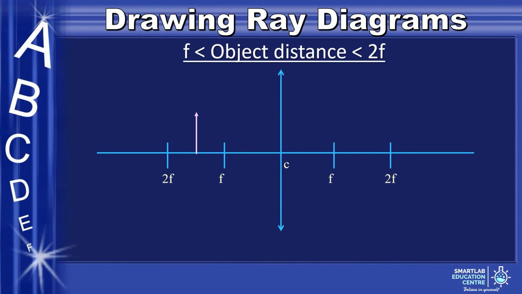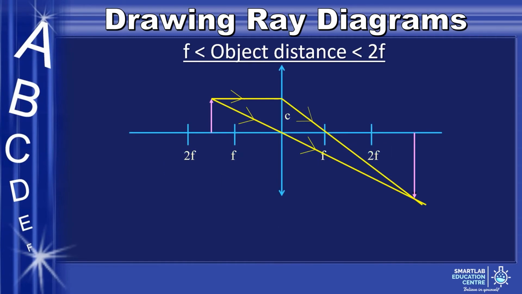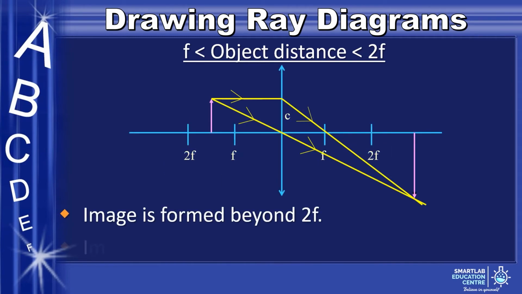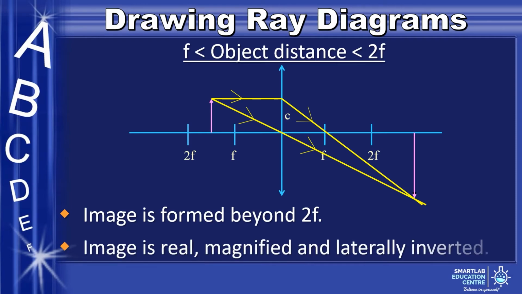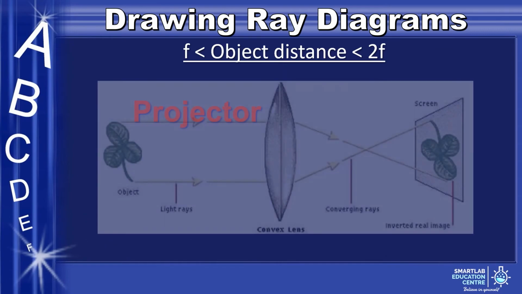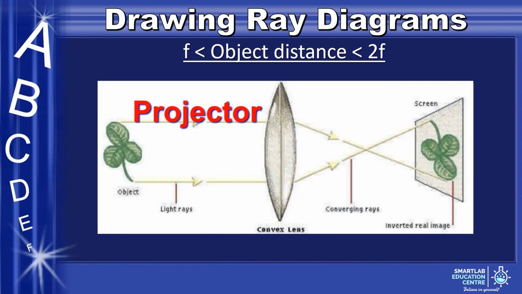Next, the object is placed somewhere between 1 to 2 focal lengths. What would the ray diagram look like? Pause here to try it out. Here is the ray diagram as shown. From the diagram, the image formed is beyond 2F, the image is real, magnified, and laterally inverted. An example for this scenario is a screen projector.